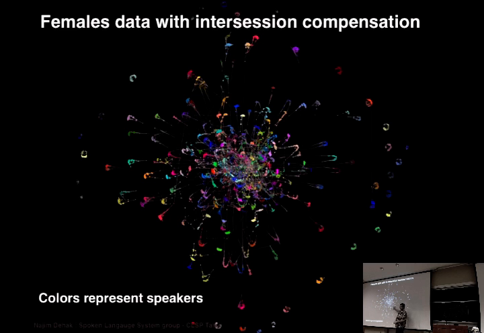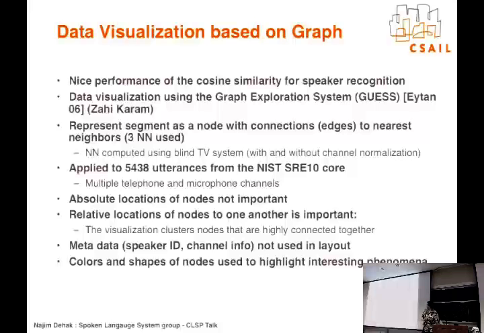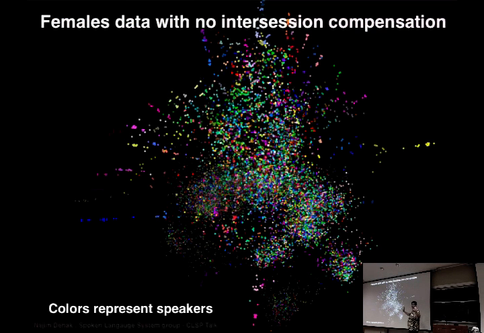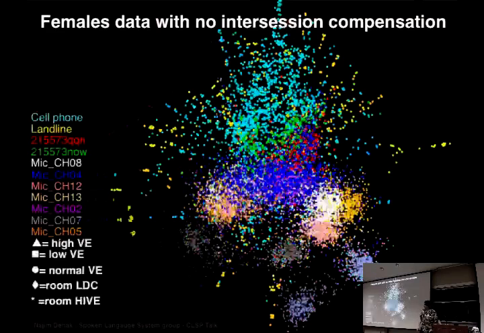This is female. So what happens when I don't do channel compensation like LDA or PLDA? We lose the speaker clustering. Something happened in the data, and some visualization, some clustering happened that at the time we didn't know what was going on. So we were talking, and then we said, okay, let's go look at the keys. And when we looked at the keys, actually it was the channels.